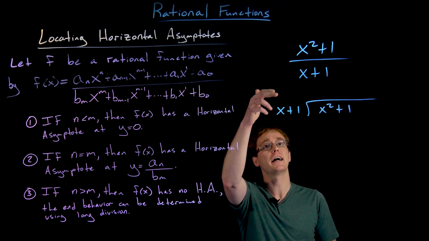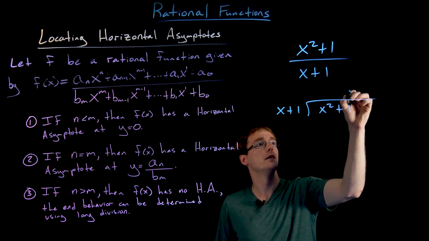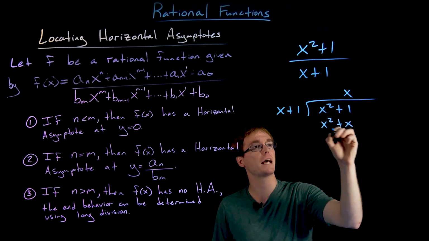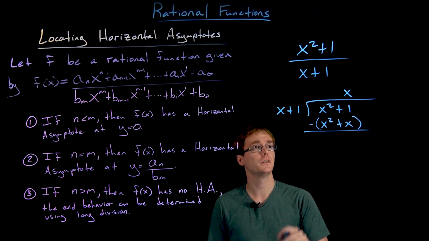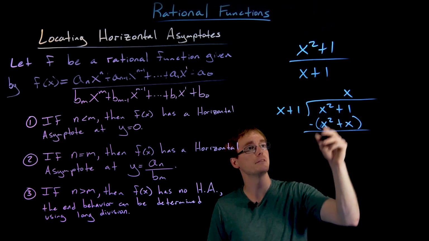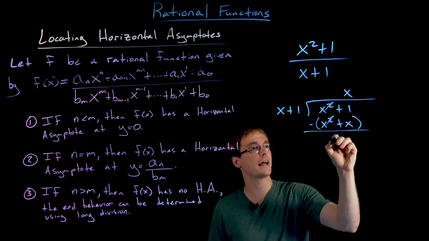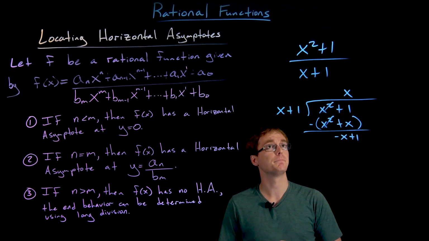So we have to actually divide x plus 1 into x squared plus 1. Well, that'll initially go in x times, so it'll give us x squared plus x. When we multiply our divisor by that first term in our quotient and then subtract that away from our dividend, the x squareds cancel out, and we're left with 1 minus x, or negative x plus 1 is probably the more proper way to write that.